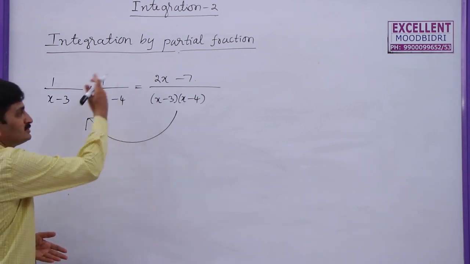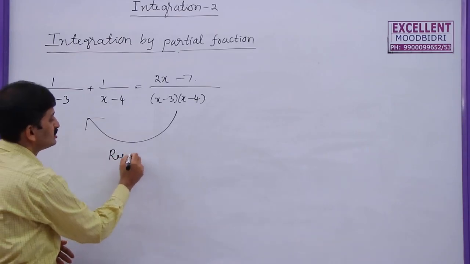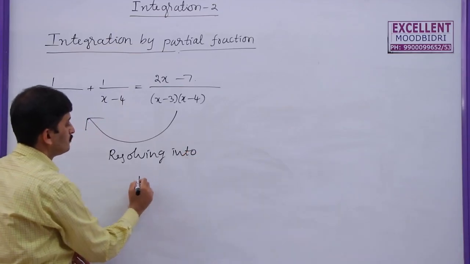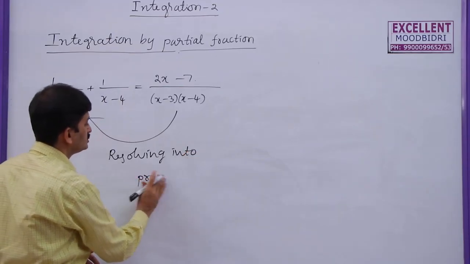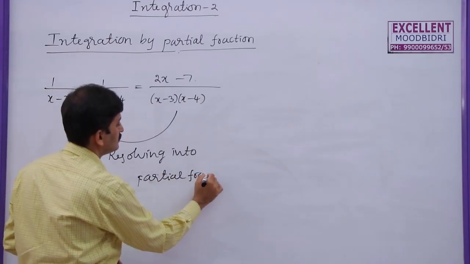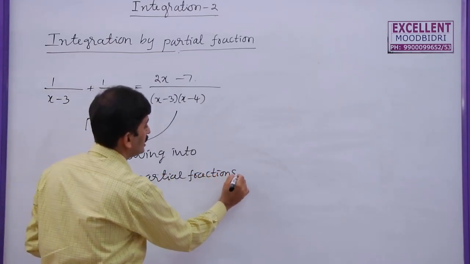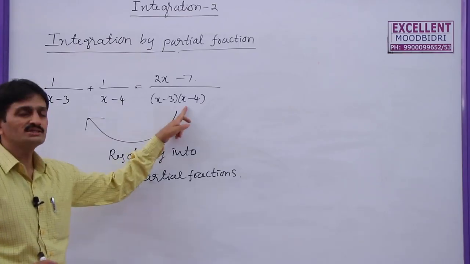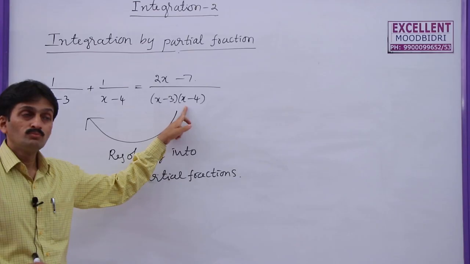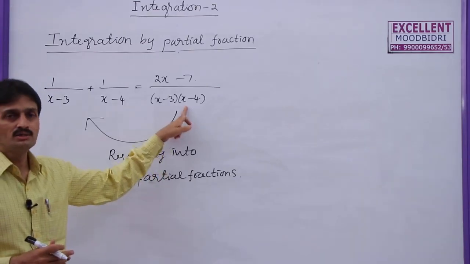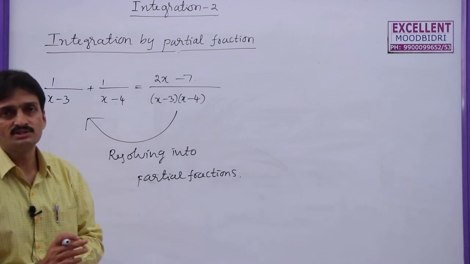Okay, reverse process, that is known as resolving into partial fraction. Okay, now to resolve a proper fraction into sum of 2 or more than 2 partial fractions, you have to follow one rule. Let us see what is that rule.